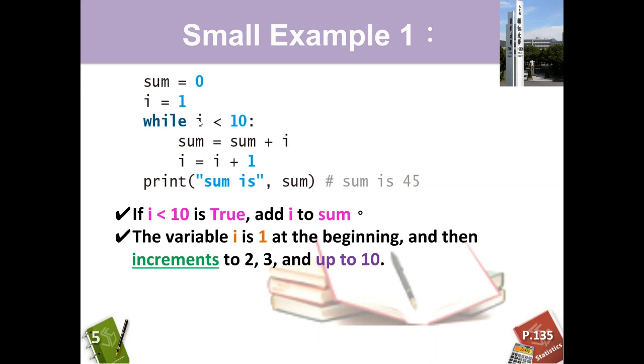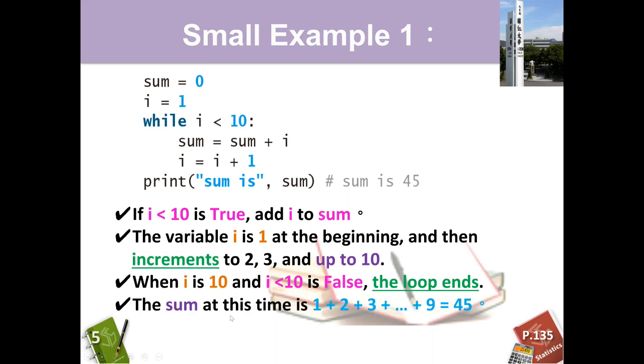When it becomes 10, it doesn't satisfy the while statement, so it becomes false. Then it will not do the following things. So when I is 10 and I smaller than 10 is false, the loop ends, terminates. The sum at this time is 1 plus 2 until 9, so the result will be 45.